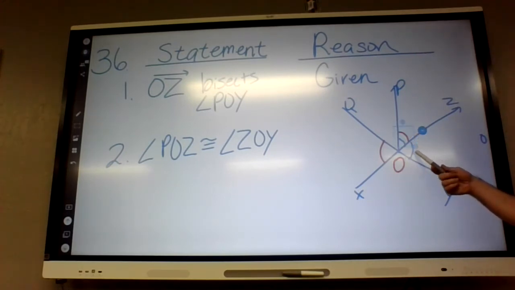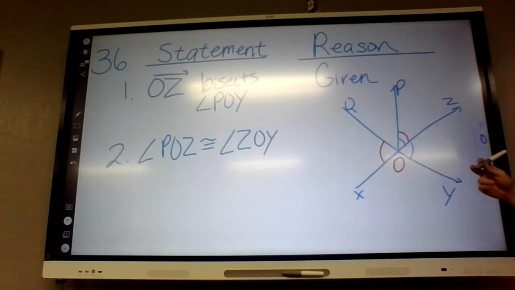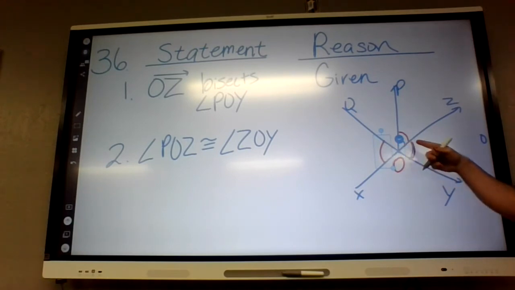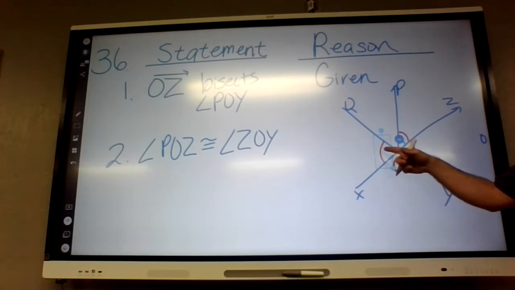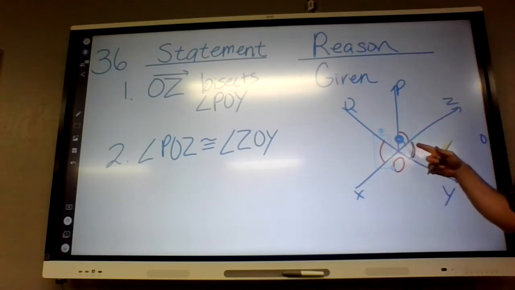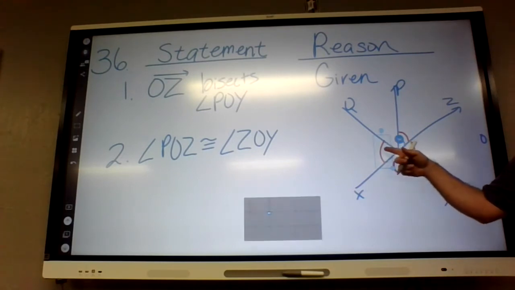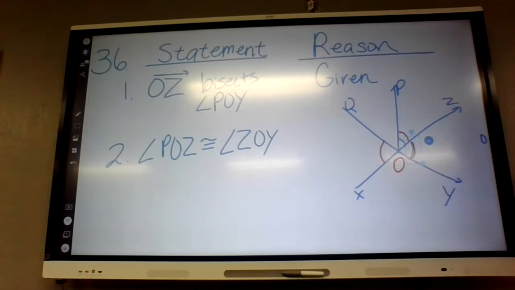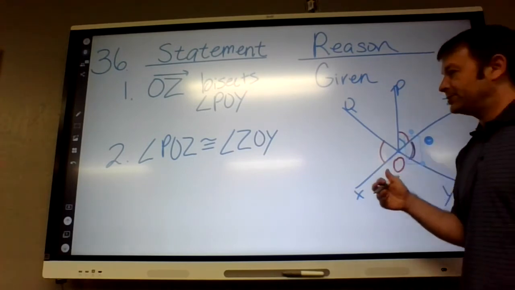Okay, we just said these two are the same. What other angles do I know are the same in this picture? QOX and ZOY. Okay, right. These two are the same, right? How do I know these two are the same? Because they're congruent. What's that called from the bell work? I didn't label it on the bell work. It starts with a V. Vertical angles. It's the vertical angle theorem, but usually we just write vertical angles.